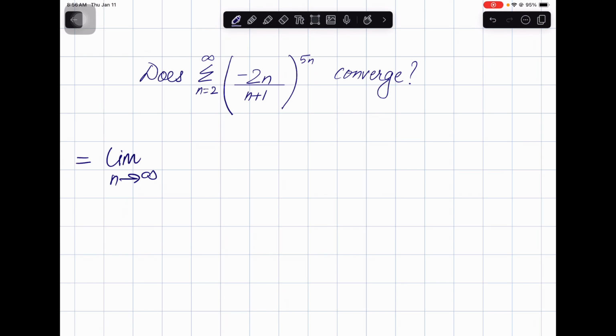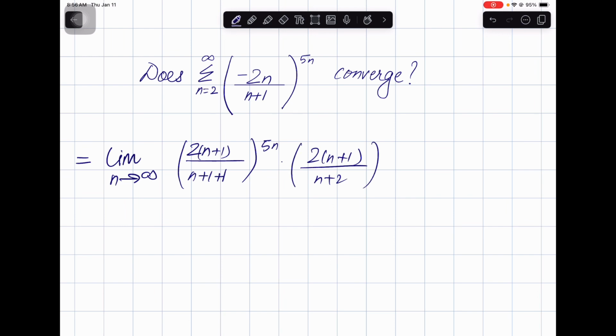So let's say we use the ratio test, limit n tends to infinity, a n+1. Let's remove the negative sign since it's a modulus. n+1, again n+1 plus 1, 5n times 2n+1, n+2 to the power 5. I use the laws of indices because if you have 5n plus 5 in the power, then you can write it as this, right? So that's what I did.